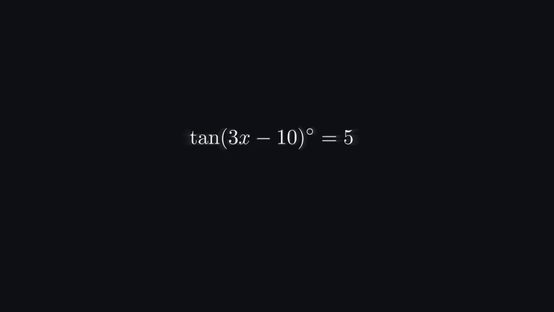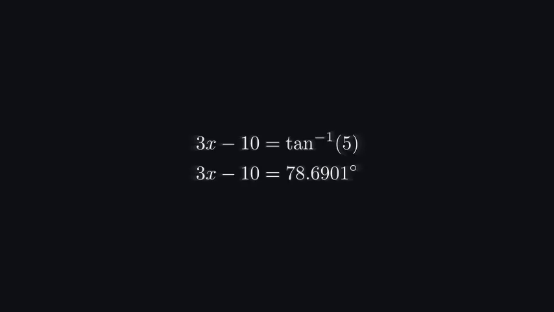Tan of (3x minus 10)° equals 5. Three x minus 10 equals tan to the power of minus 1 of 5. Three x minus 10 equals 78.6901 degrees.